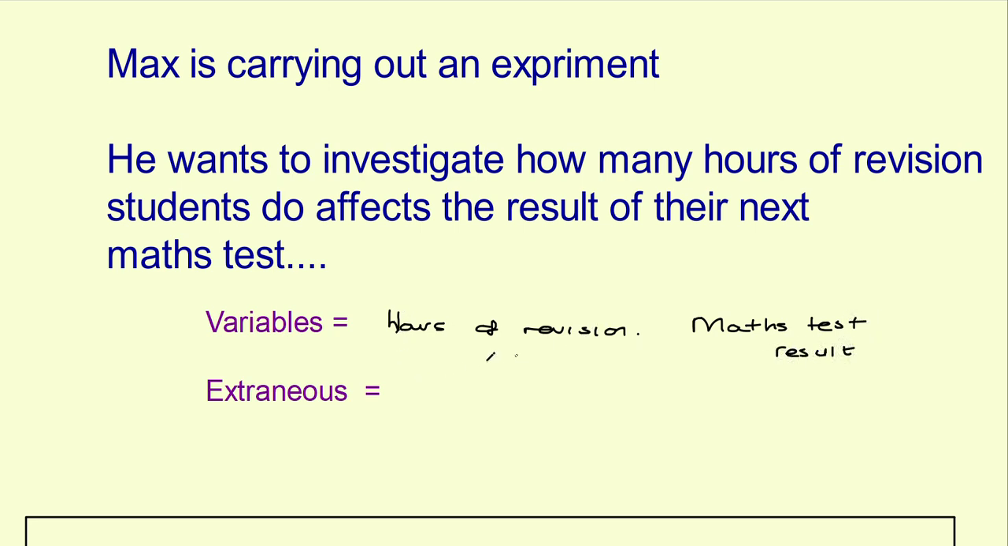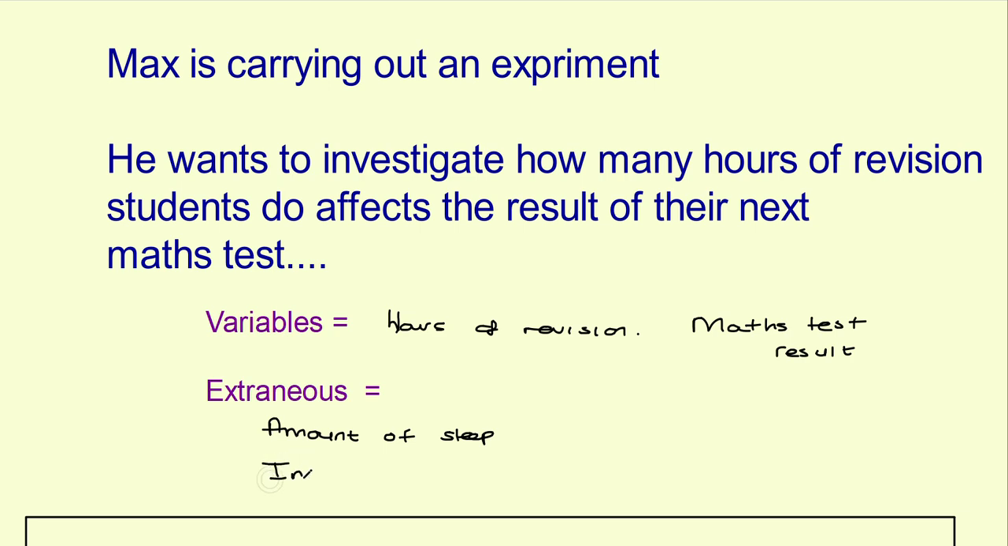Okay, they're the two things that we are interested in. Extraneous variables then. What else could affect someone's result, but we're not measuring? The amount of sleep someone's had. That could affect the result. If you're tired, you may perform less well.